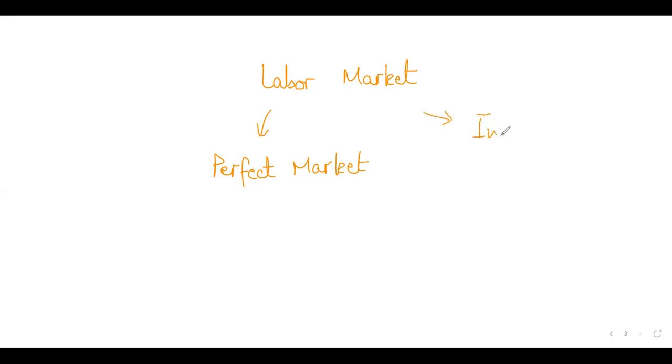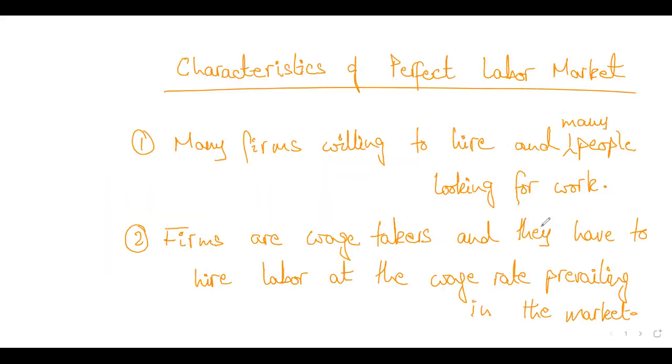Now, a perfect labor market is where certain characteristics hold true, the ones that we just listed down. We'll look at that, and then we'll come back and talk about the imperfect market. For the perfect labor market, there are four characteristics that hold true. Many firms, right? There are many firms willing to hire and many people looking for work, so there's a lot of supply and a lot of demand. That is how you need to understand this.